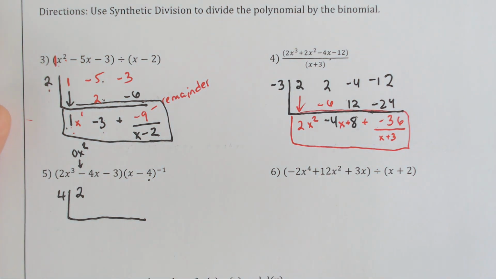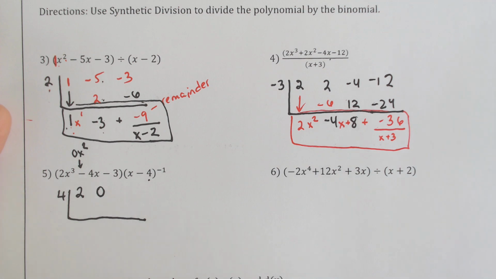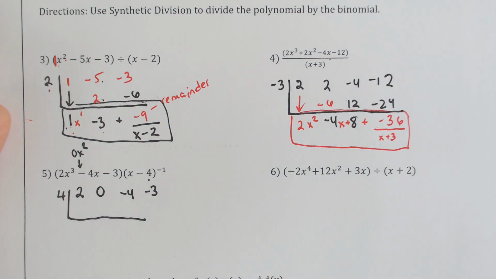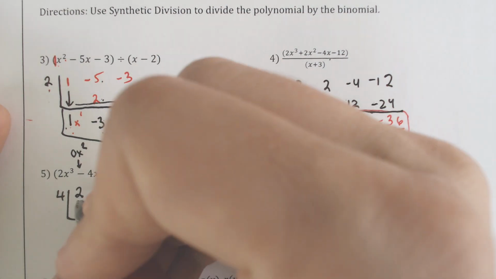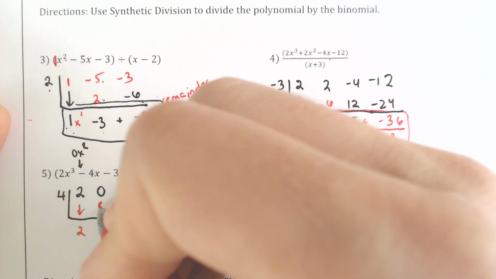So because it's missing, we need to put a 0 as a placeholder for that, then the -4, then the -3. Always be on the lookout. That is probably going to be the biggest mistake that you have for synthetic division. Bring the 2 down. Multiply 4 times 2, you get 8.